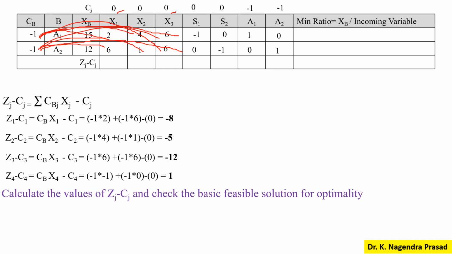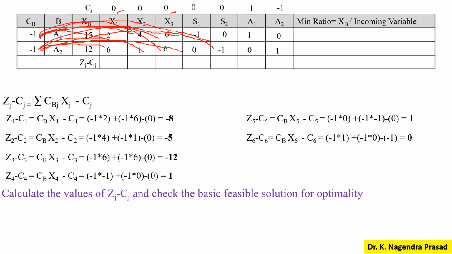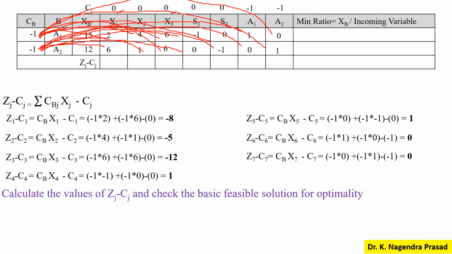Next Z5 minus C5 for the S2 variable, it is the -1 into 0 plus -1 into -1 minus 0. It is the 1. Next Z6 minus C6 for the A1 variable, it is the -1 into 1 plus -1 into 0 minus of -1. It is the 0. Next Z7 minus C7 for the A2 variable, it is the -1 into 0 plus -1 into -1 minus of -1. It is the 0.